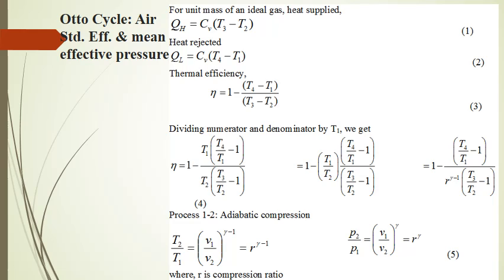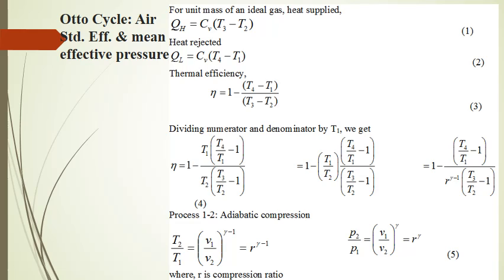So first of all, we take up the assessment of air standard efficiency. For this we assume a unit mass of an ideal gas in a piston cylinder arrangement, which is undergoing all the 4 processes of the thermodynamic cycle.